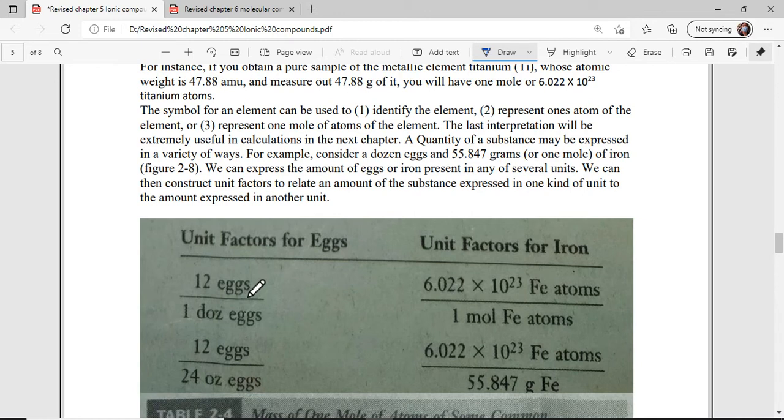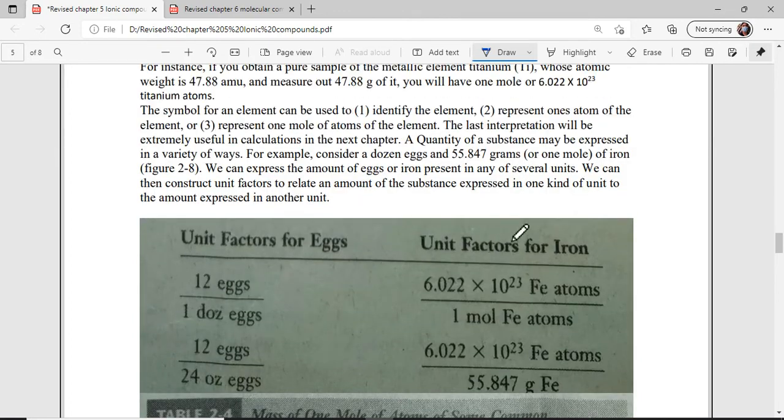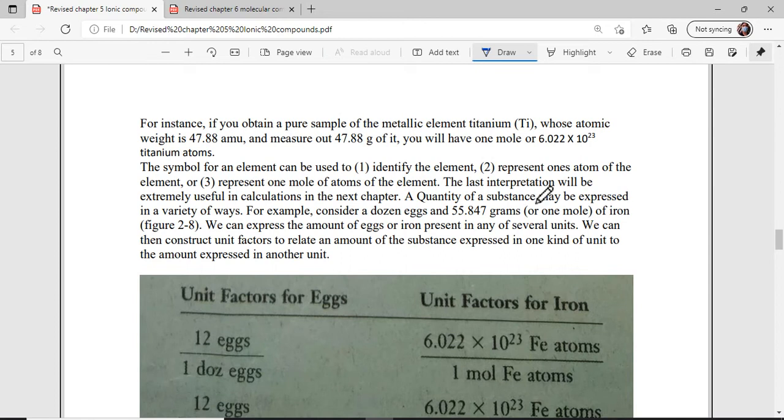12 eggs equals 1 dozen of eggs. Now, if you have 12 eggs, it equals 24 ounces, their weight. For example, here, we have completed this statement.